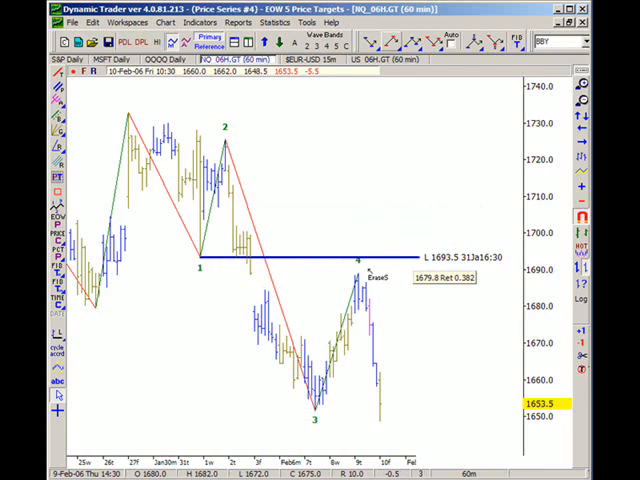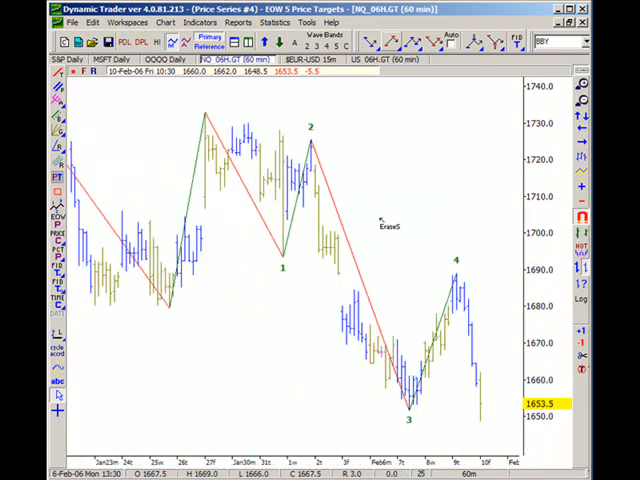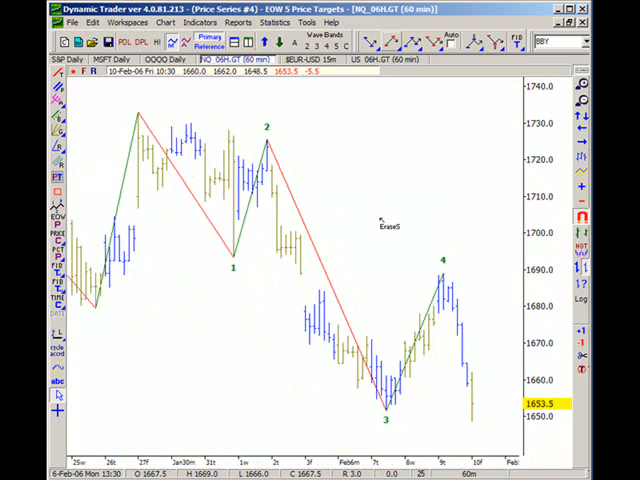If the market were to have traded above that line, then the conditions for waves 1 through 4 would not be valid, and we wouldn't be doing our end of wave price projections. Now, I'm just going to mention something in this section.